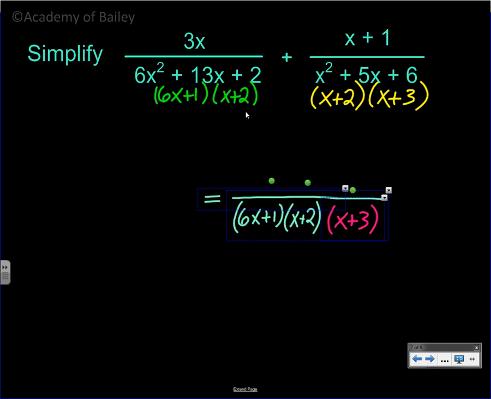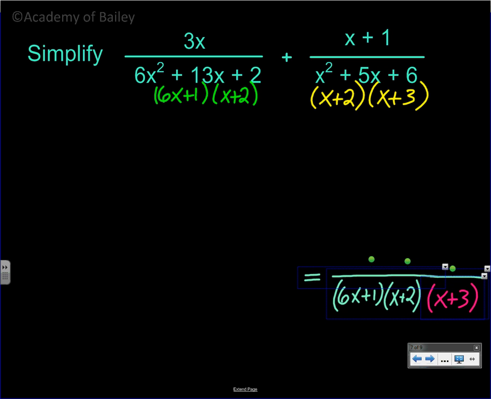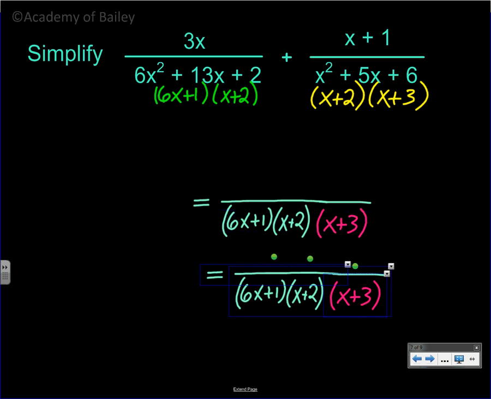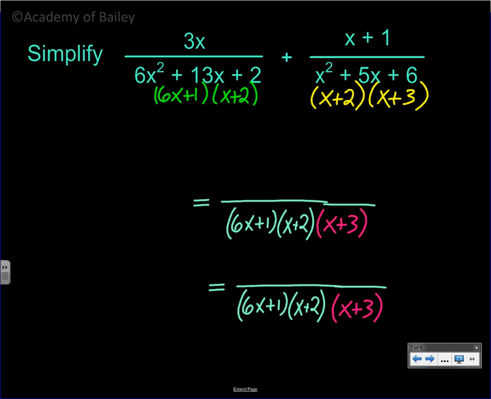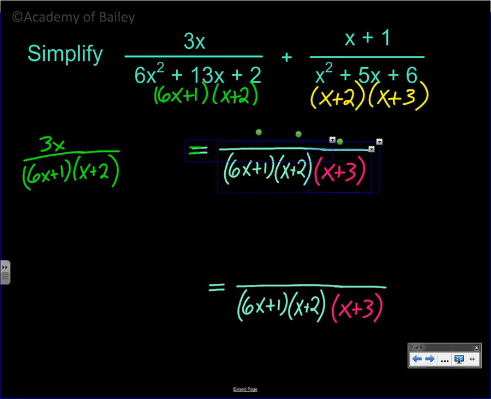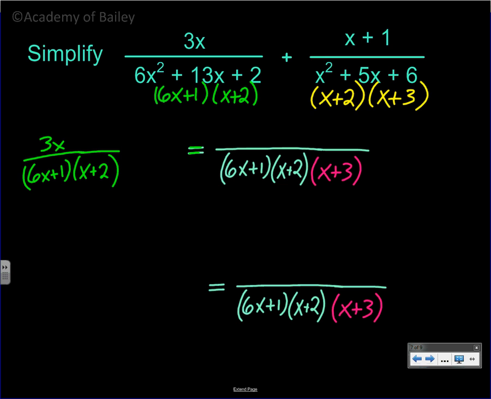Okay, so here's our common denominator. All right, let's look at the first fraction. We have 3x over 6x plus 1 and x plus 2. Look at our second fraction, x plus 1 over x plus 2, x plus 3.